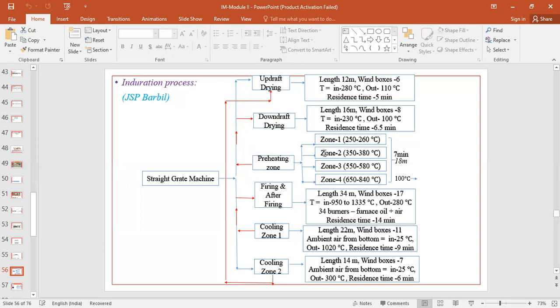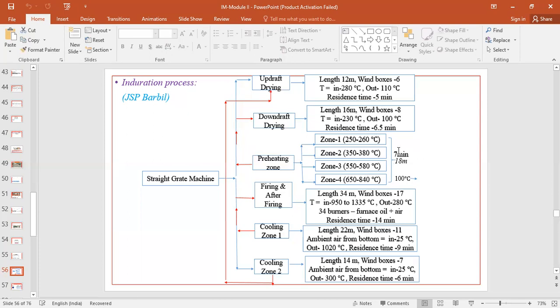And you have the preheating zone. Again, this preheating zone is further divided into 4 zones: zone 1, zone 2, zone 3, zone 4. In zone 1, you have a temperature of around 250 to 260. Then zone 2, 350 to 380. Then zone 3, 550 to 580. And zone 4, 680 to 840. This is the temperature which prevails in this particular preheating chamber.